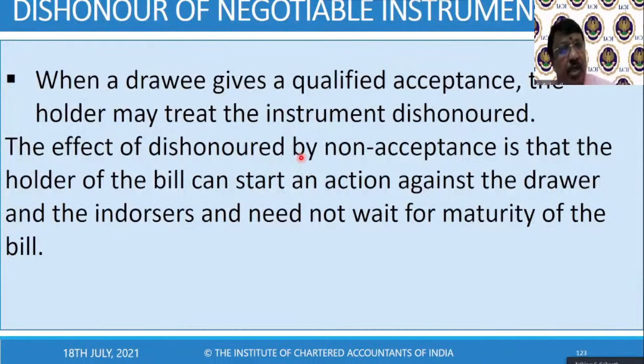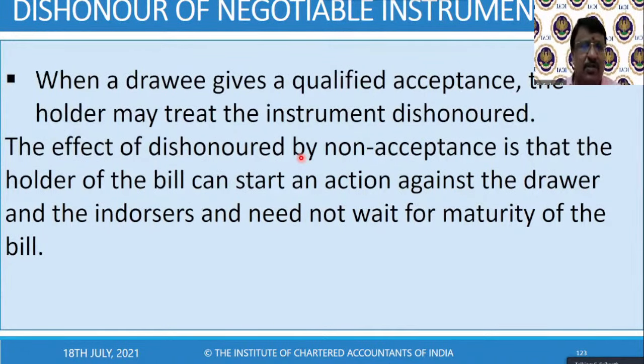Qualified means what? He is not accepting for 5 lakhs, but he is accepting for 2 lakhs. So qualified, changed, subject to. He is saying, I am liable, subject to 2 lakhs, not more than that. Now, this is something that the holder has to decide whether to accept or not. The holder can treat the instrument as dishonored, that's all. He can treat it as dishonored.